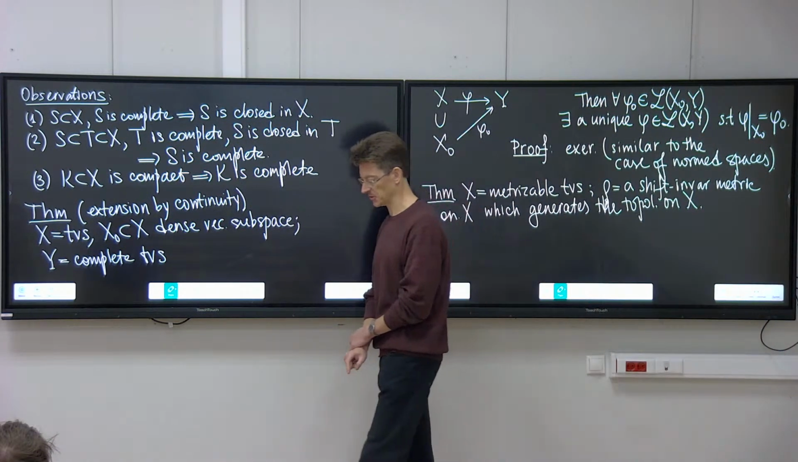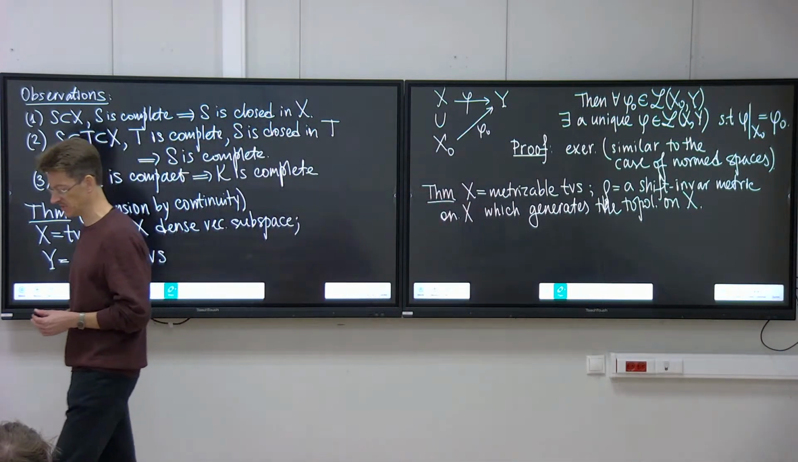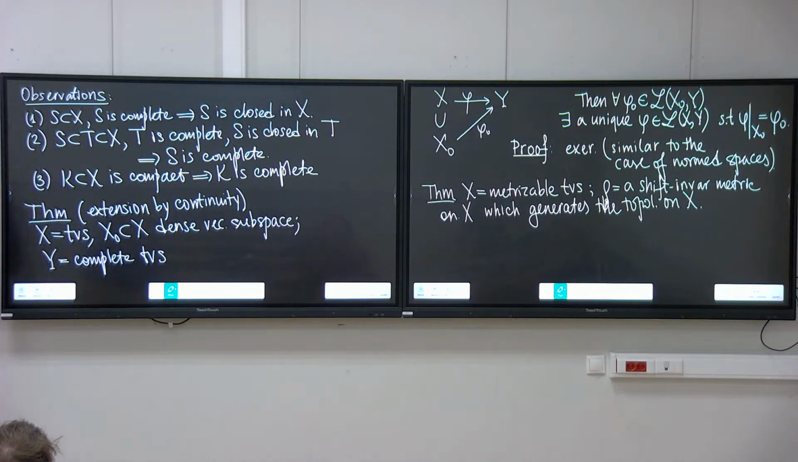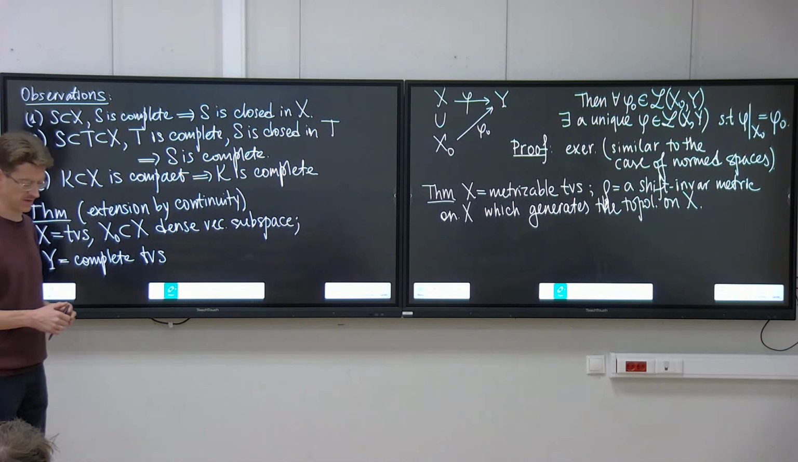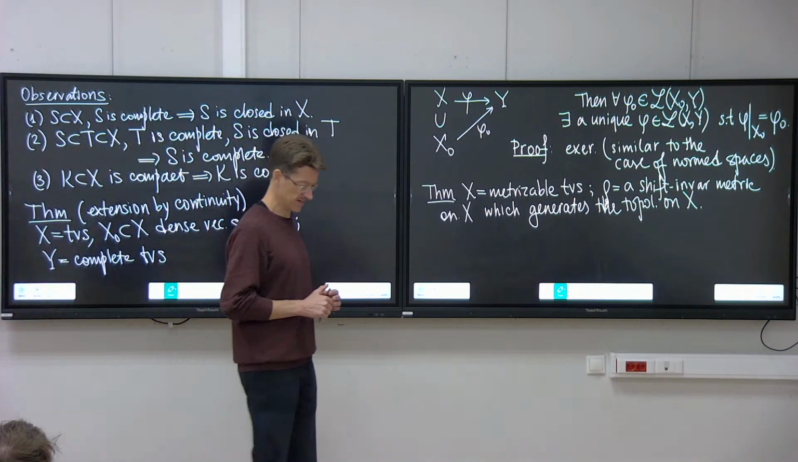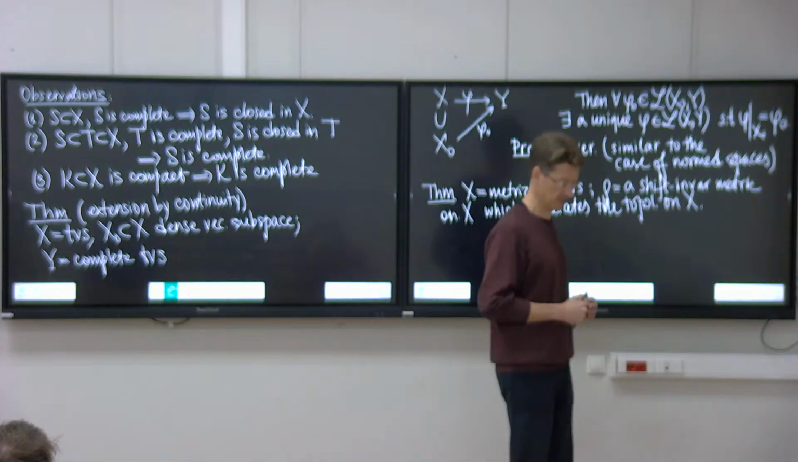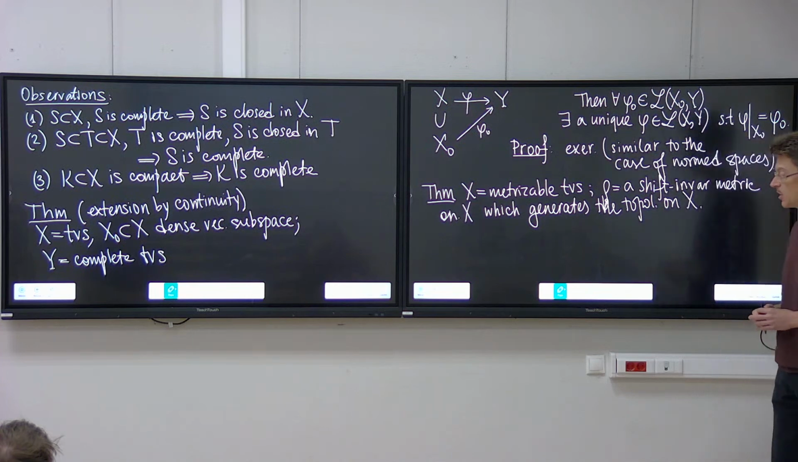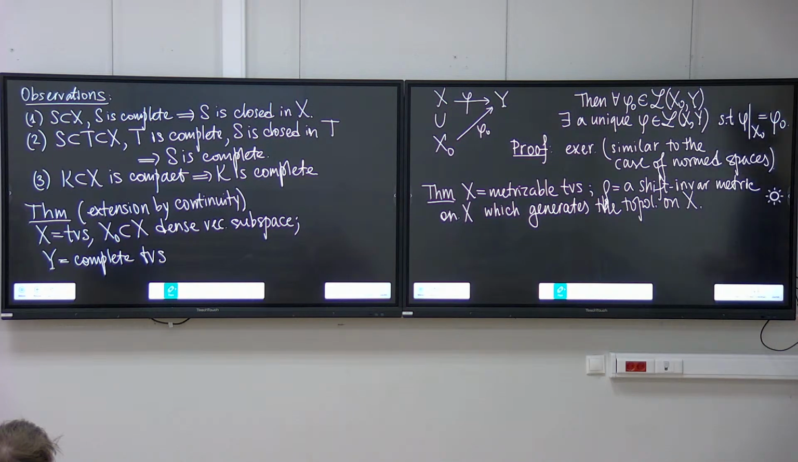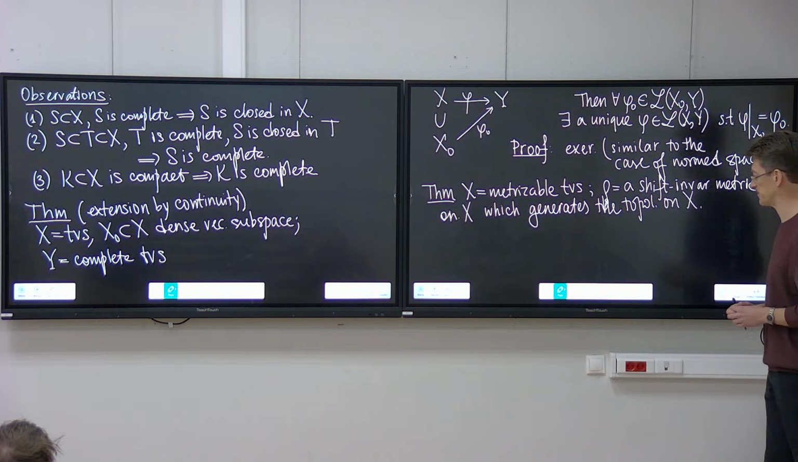How about the existence of this rho? Well, we have actually proved the existence of such a metric under the assumption that X is locally convex. In the general case, this is also true. I don't remember if I gave you this exercise explicitly, but in fact, if you have an arbitrary metrizable topological vector space, not necessarily locally convex, then its topology can be given by a shift invariant metric. So anyway, we assume that rho is such a metric.